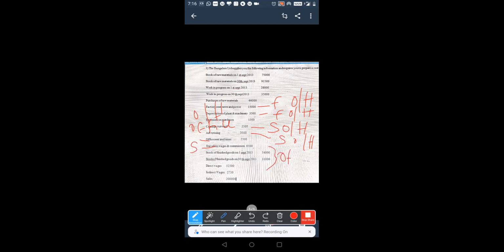Both should be taken after office overheads. Both the stock of finished goods entries should be taken after office overheads. Next, direct wages should be taken at the beginning, along with direct materials. So we take it at the beginning. Next, indirect wages come under factory overhead. So these are the following things. Now let us look at how to solve this problem.